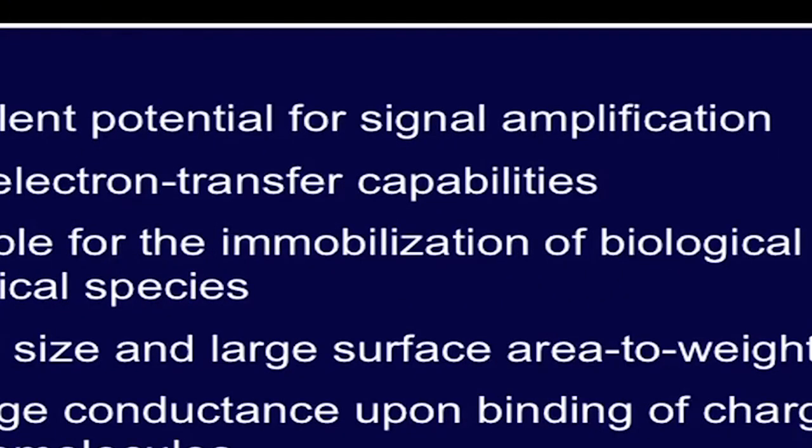The silicon nanowires are the building blocks of this approach. They allow tuning of sensitivity as per the requirement by controlling the type and amount of dopant in the semiconductors. Let us now discuss some of the properties of these silicon nanowires. They have very high potential for signal amplification with fast electron transfer capability. Silicon nanowires are suitable for immobilization of various biological or chemical species. They are small in size with large surface area to weight ratio. Again, the changes in conductance are measured here upon binding of charged biomolecules to their interacting partner.